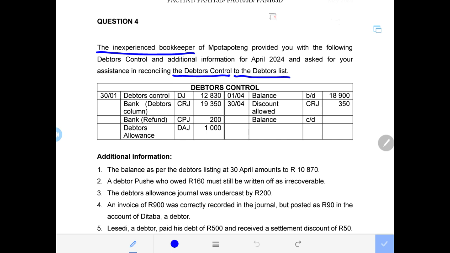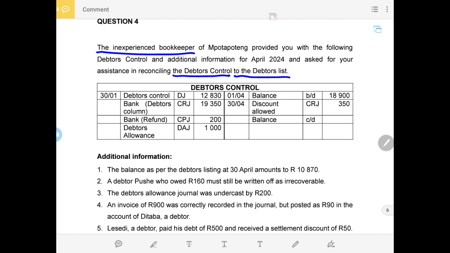Therefore, that means the debtors control ledger account is likely to be incorrect with regards to the transactions that are already recorded. So that is the first thing you need to have a look at, to say, is the provided information recorded correctly? If not, you first have to deal with the entries that are already recorded and move them from the incorrect side to the correct side.